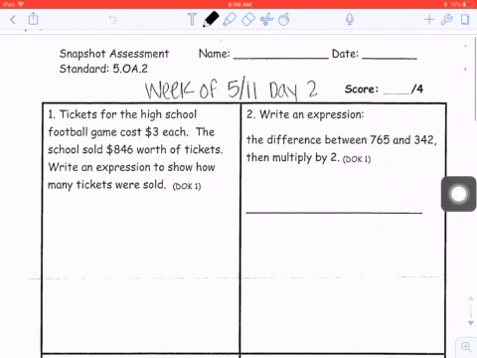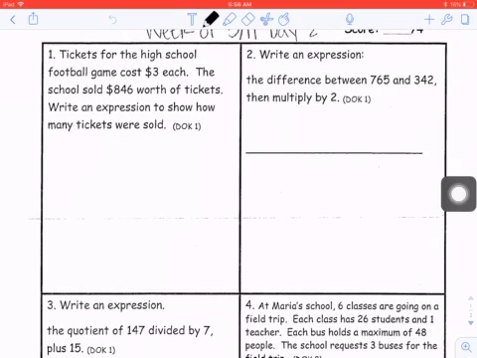Okay, so the first problem says, tickets for the high school football game cost $3 each. The school sold $846 worth of tickets. Write an expression to show how many tickets were sold. I'm going to highlight some key important information. Tickets for the high school football game cost $3 each, so that $3 each is super important. And they sold $846 worth of tickets.